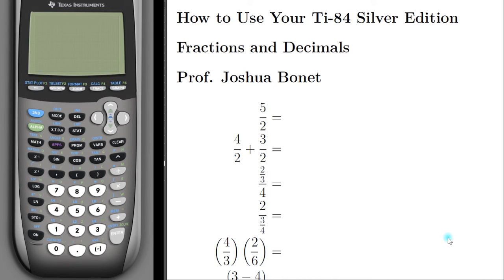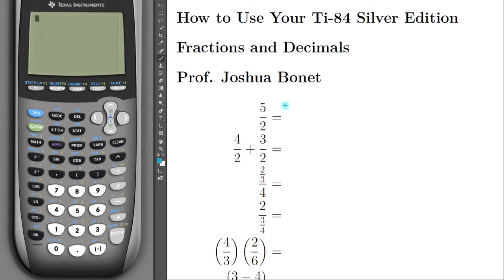Today we're going to do a new series on how to use your TI-84 Silver Edition calculator. For today it's going to be fractions and decimals. Okay, so it's going to be mathematically simple. I just want to give you an insight of how to use your graphing calculator to find the values of these fractions, and if you have a fraction and you want to convert it into a decimal or vice versa.